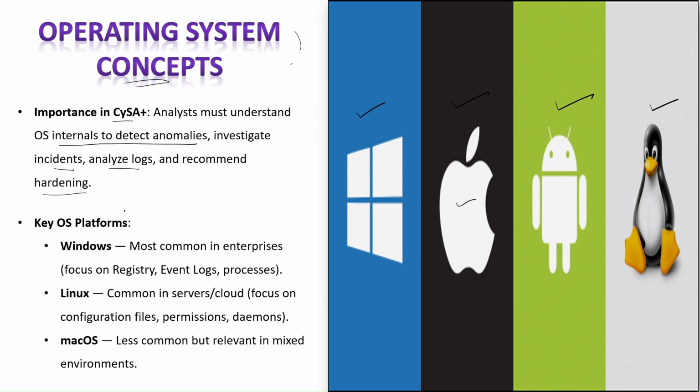Key operating system platforms include Windows, which is most common in enterprises, and the main focus for the analyst is on the registry, event logs, and processes. Linux is most common in server and cloud platforms, and the focus in Linux is on configuration files, permissions, and daemons. And macOS is less common in enterprises, but it is relevant in mixed environments. It is mostly used in user-end devices such as laptops.